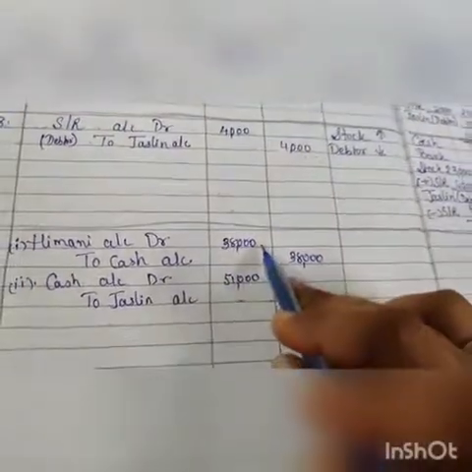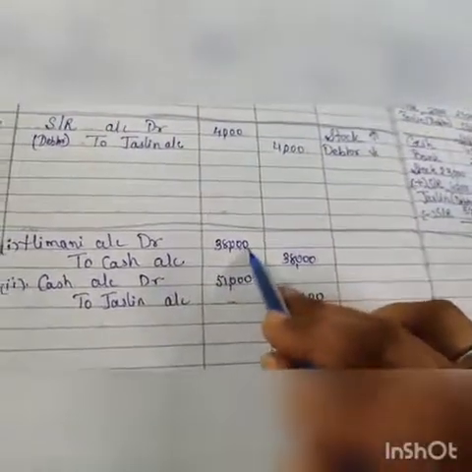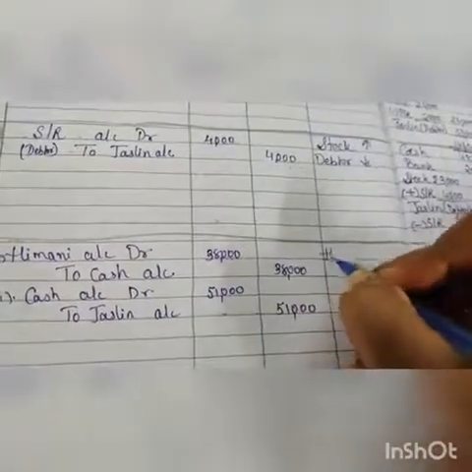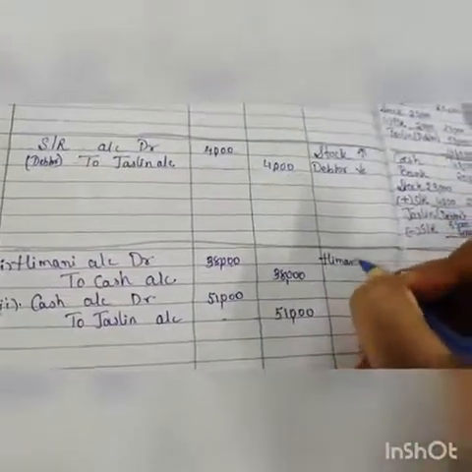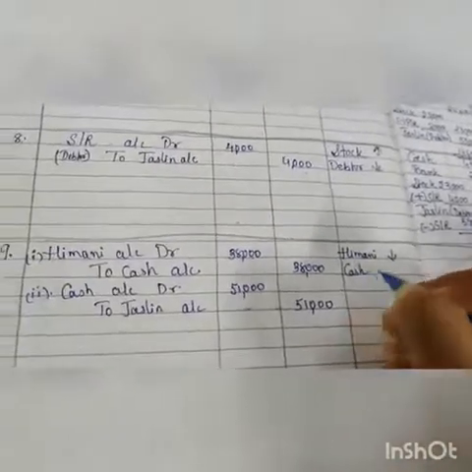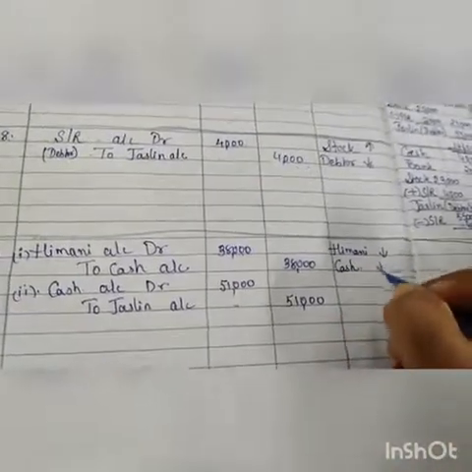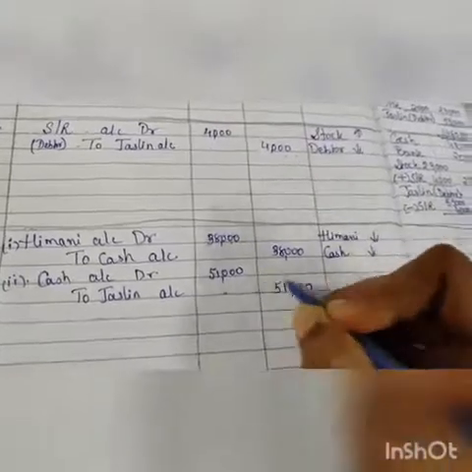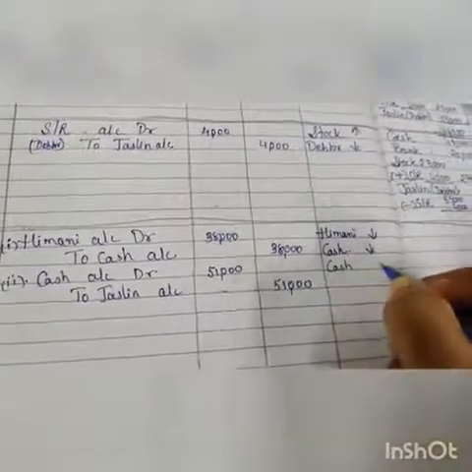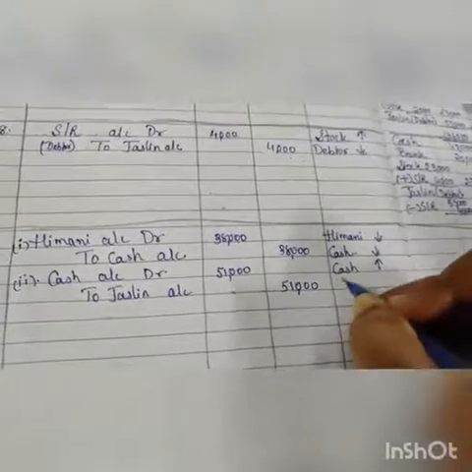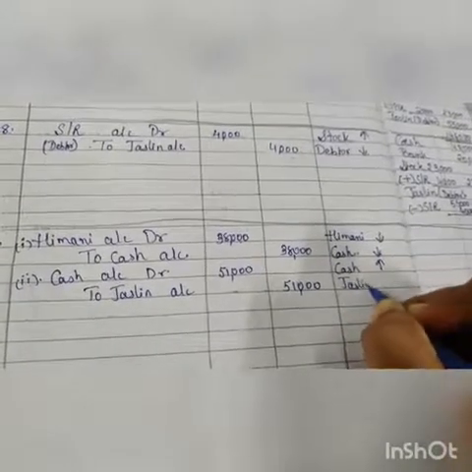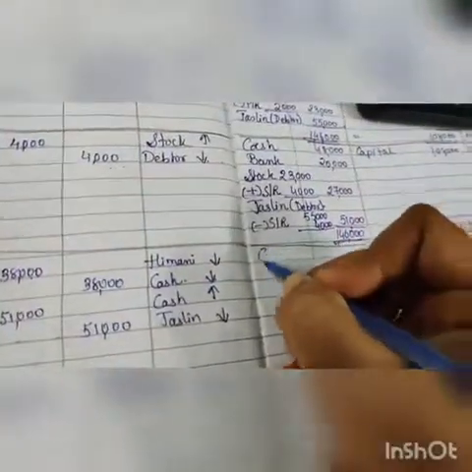As we have paid this creditor, so it will reduce. So here Himani account will be reduced. Cash we are paying to Himani, so cash will also reduce. Here we are receiving cash, so cash will increase. And here Jasleen account is settled, so Jasleen account will be reduced by this amount. So now we will see here the effects.